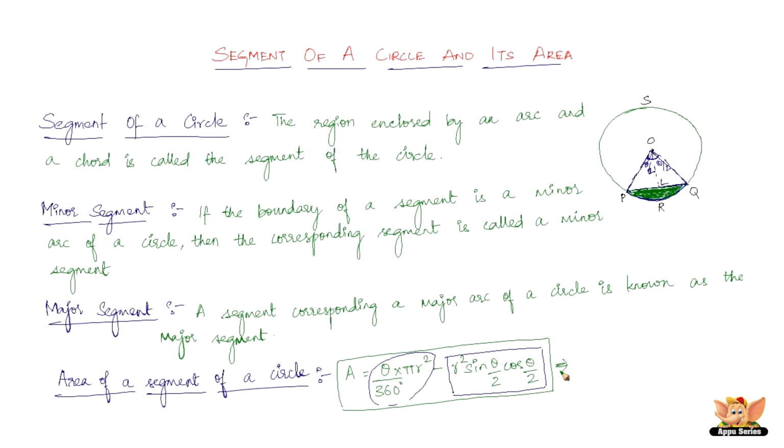Although you can write it this way, you can see that there are two terms here and r square is the same in both. So take out r square as common, and then you've got theta pi over 360 degrees minus sine theta by 2 cos theta by 2. So this appears a little simpler than this. Anyways, it doesn't make a difference as long as you can understand how the area of this segment comes. It's fine.